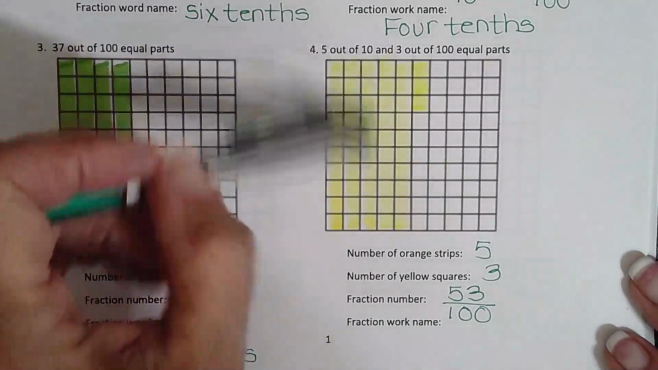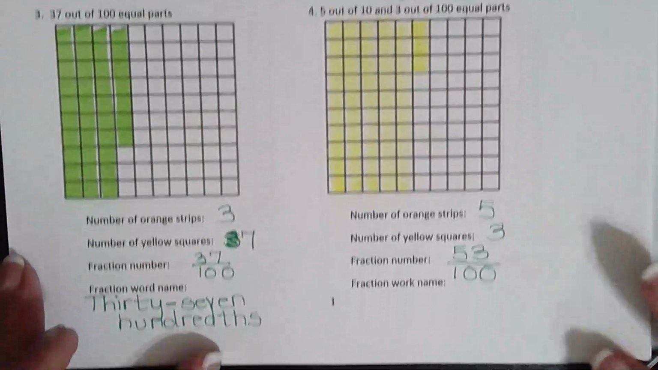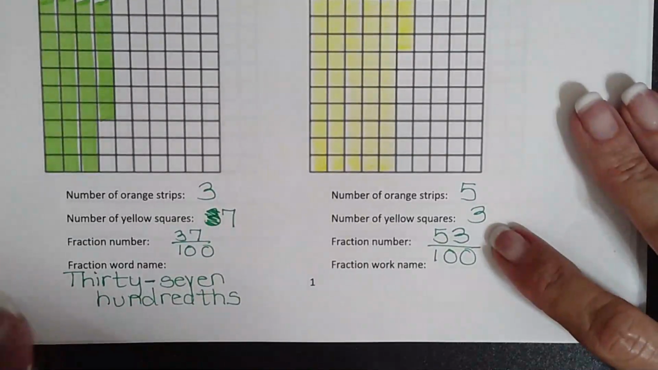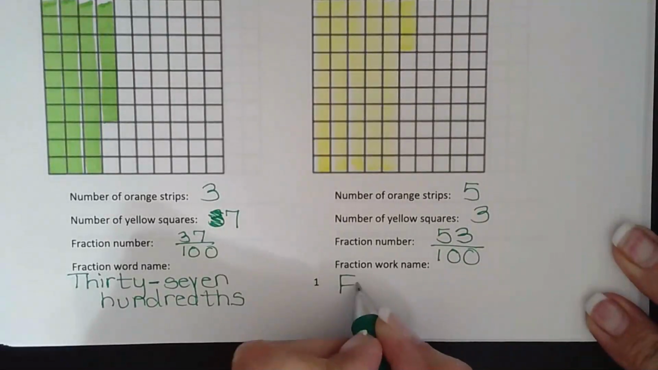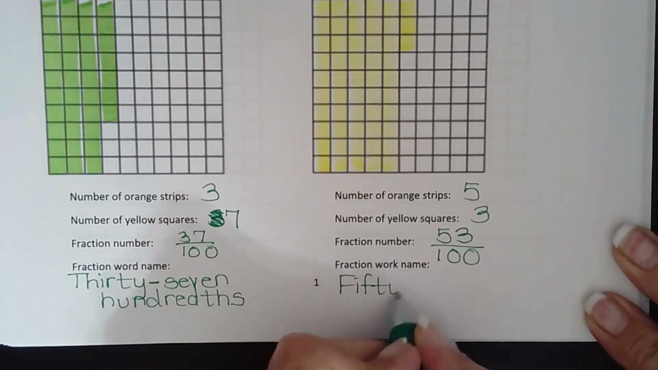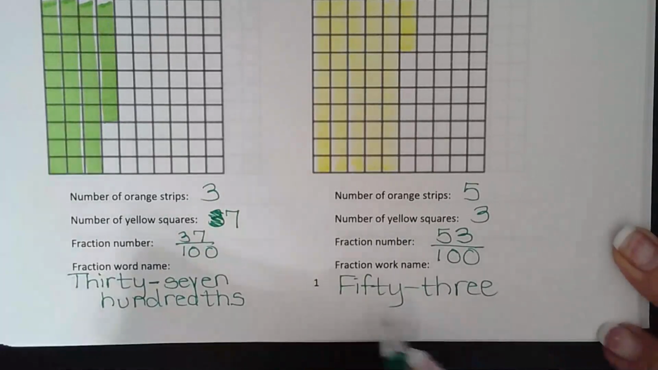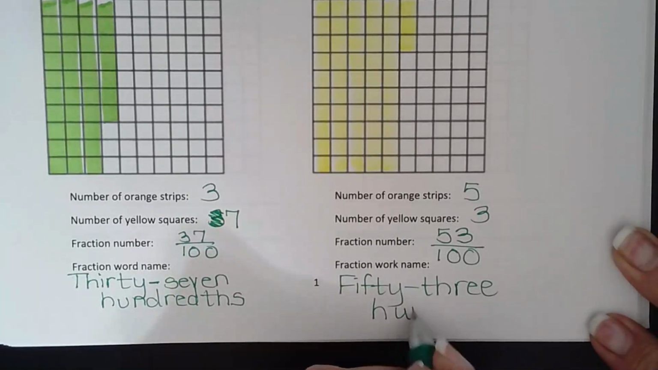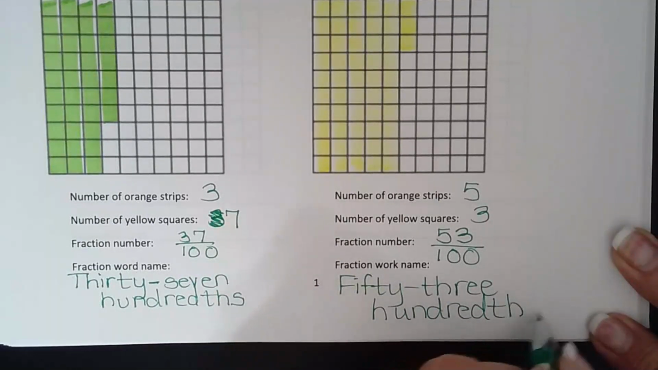10, 20, 30, 40, 50, 1, 2, 3 out of 100 make a whole. 53 is also between 21 and 99. So 50-3, and then write the word hundreds. So spell the word hundredths.